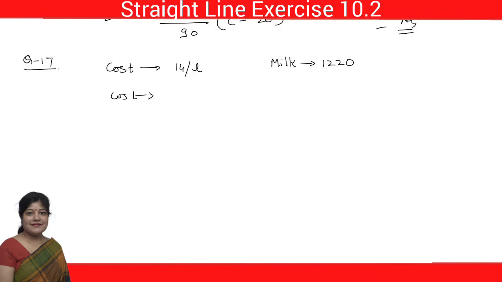So what is the value for the x? And what is the value for the y? Tell me. We should take something which is not dependent. So milk value will be X and cost value will be Y.